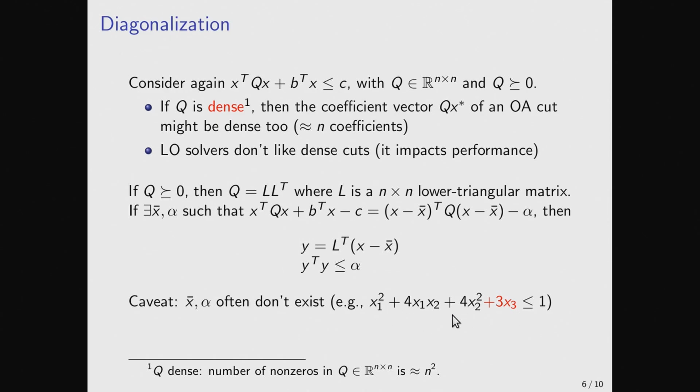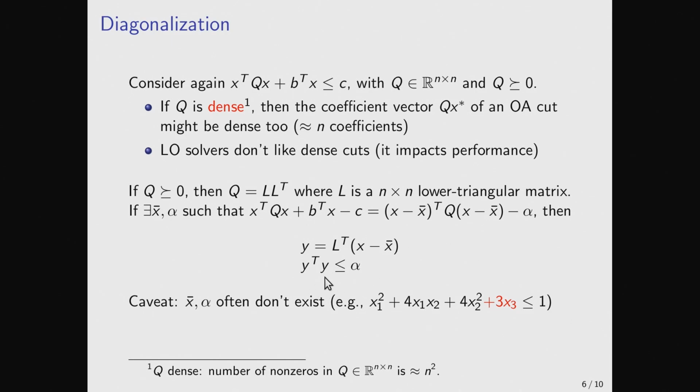And for instance, you can easily see that you will not be able to find an x bar and alpha from this inequality. This is because x3 is greater than or equal to a paraboloid function. So you won't be able to take the square root of this, because x3 could easily make the whole left-hand side negative. So just to warn you that this is not always possible.